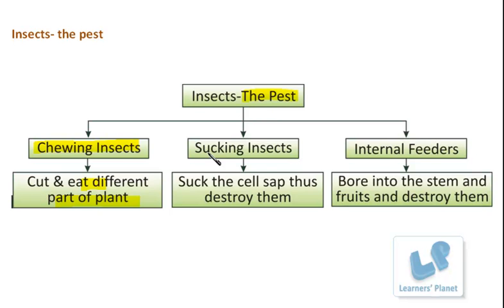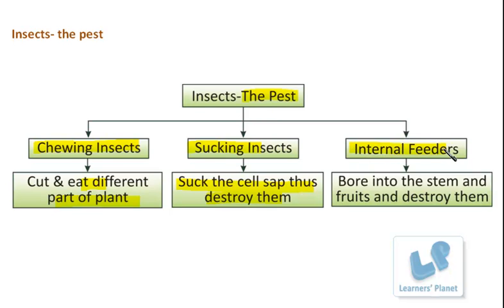Another type is the sucking insects. These sucking insects actually suck the cell sap, and thus they are destroying the plants. So cell sap is a material which is filled inside the cells of the plants, right? And of course, this type of insect just sucks that particular material. And if the cell sap is sucked out, what will happen? The living matter is destroyed. And definitely, if the living matter is not there, growth is not possible, isn't it? So this is how these insects can attack the plants.